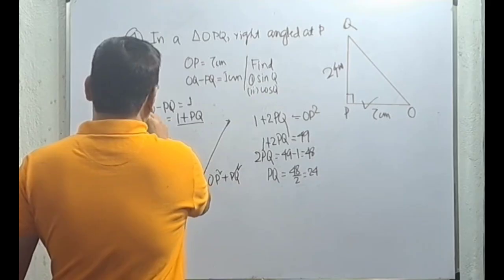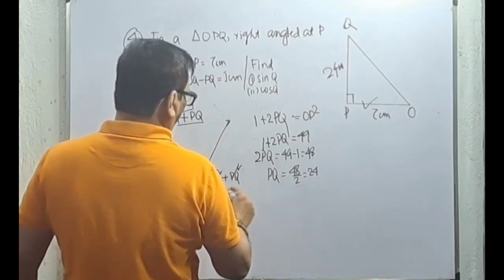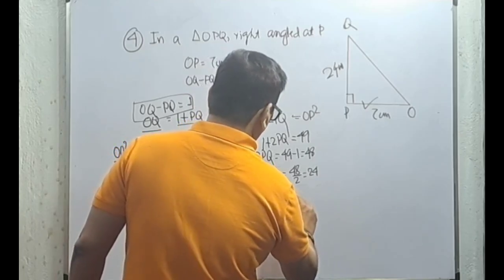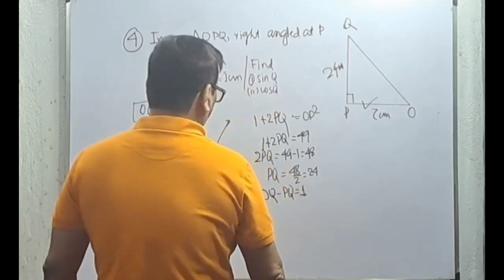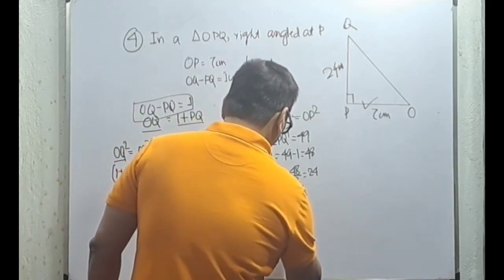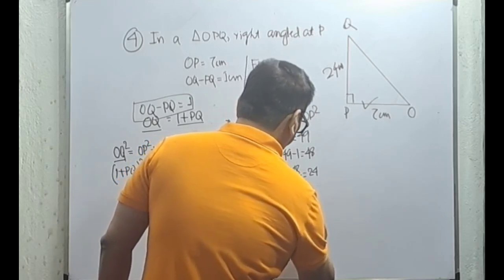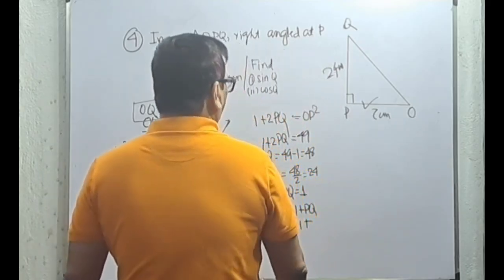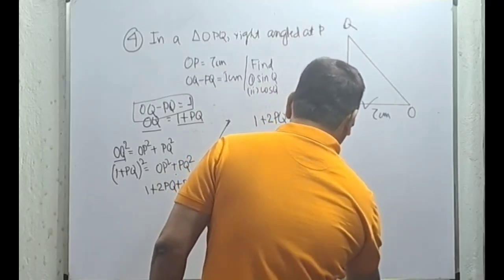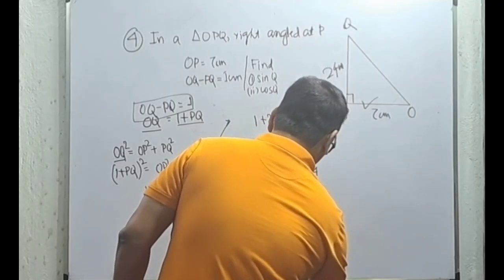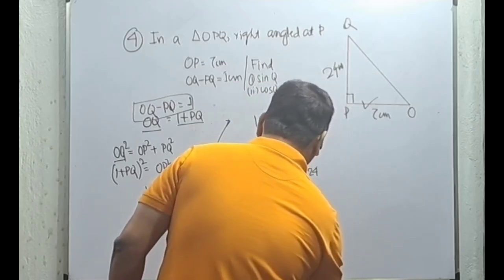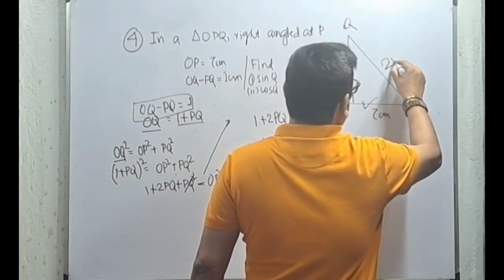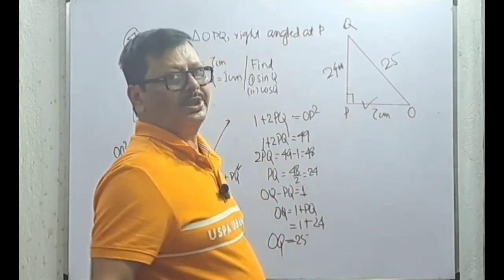Now from here again, OQ minus PQ is equal to 1. So OQ will be equal to 1 plus PQ, which is equal to 1 plus 24, which is equal to 25. So OQ is equal to 25, right? So OQ 25, right?